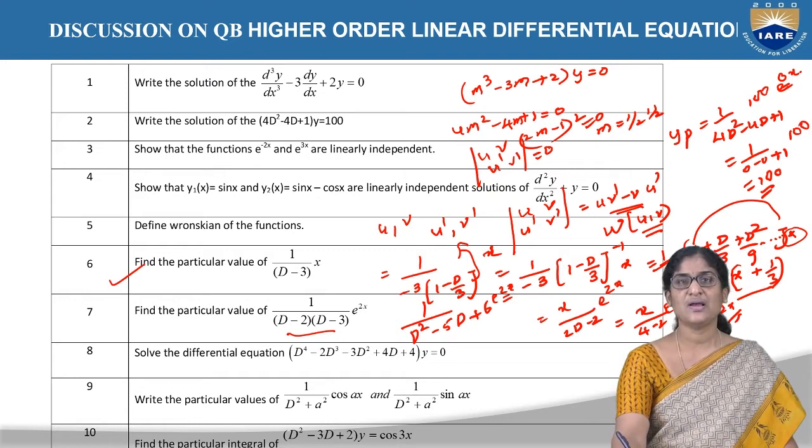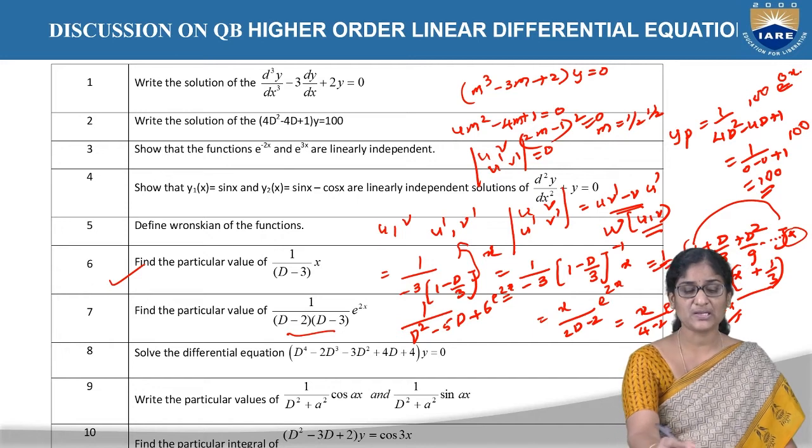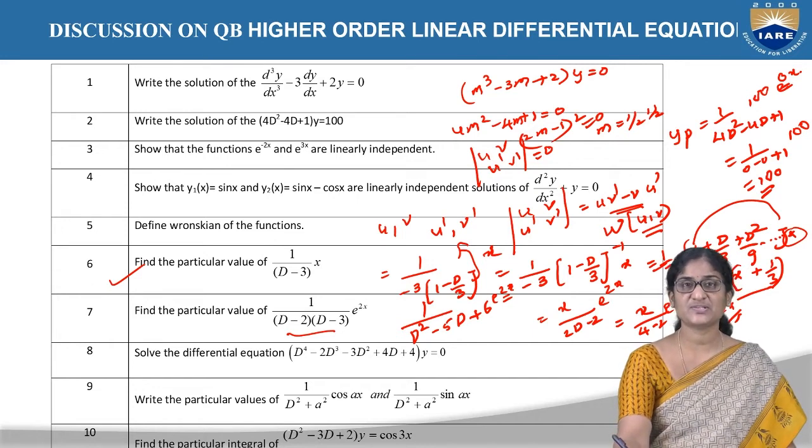Otherwise we can use partial fractions to find the particular integral of this function. Partial fractions means we first split up 1 by the denominator into the terms a by (D minus 2) plus b by (D minus 3), take the partial fractions, and then you can also do it that way.